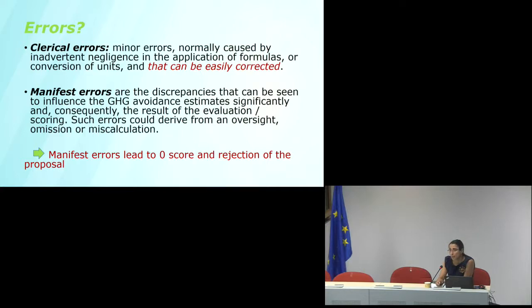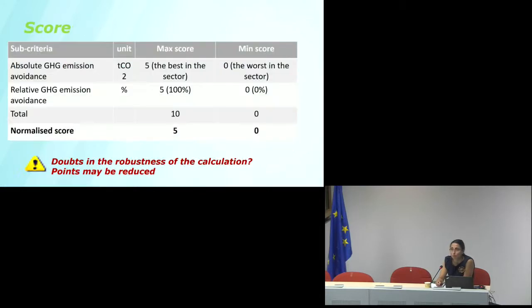So the calculation can be corrected, and the score for greenhouse gas emission avoidance can be derived from this corrected calculation. Other types of errors are much bigger. These are manifest errors. Hopefully we will not get such applications, but these are significant errors that cannot be corrected. They may derive from an oversight, omission, miscalculation, choosing the wrong methodology, anything. Please be warned that manifest errors will lead to a 0 score and a rejection of the proposal.